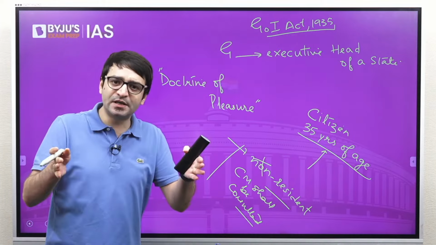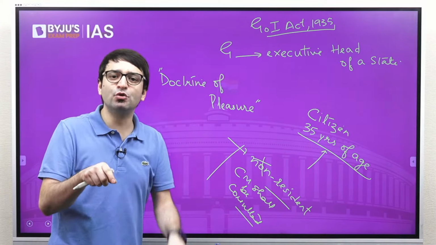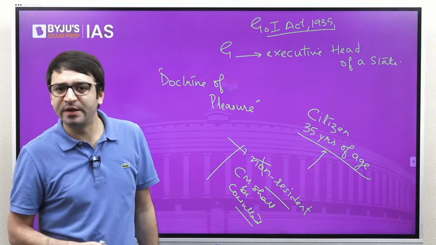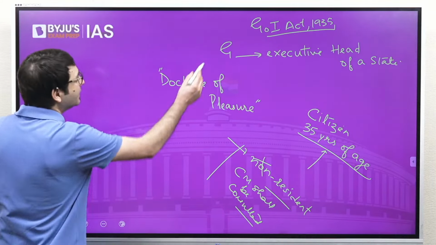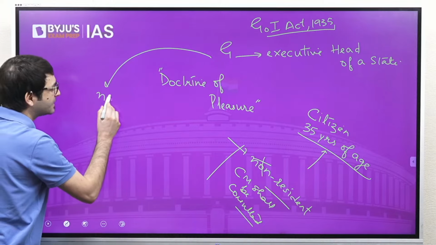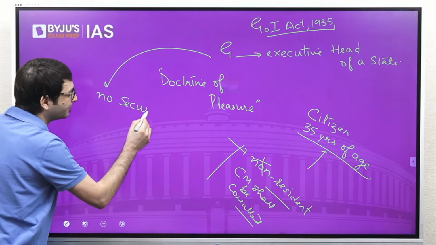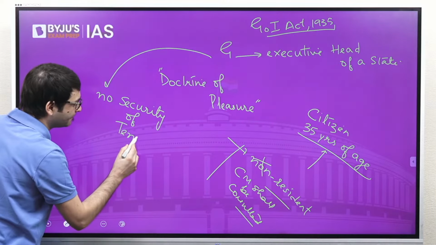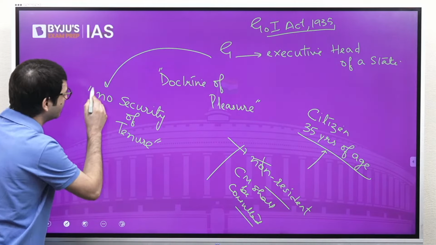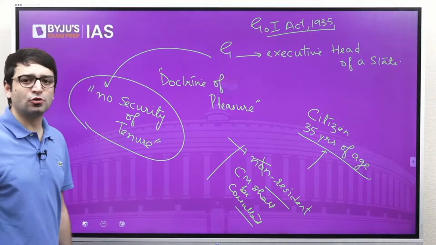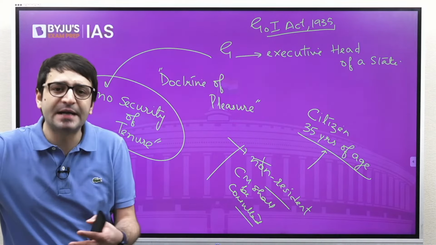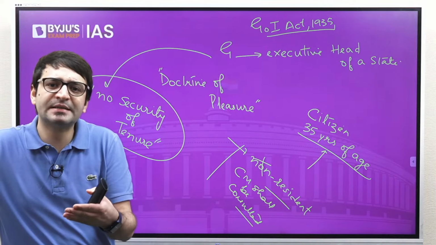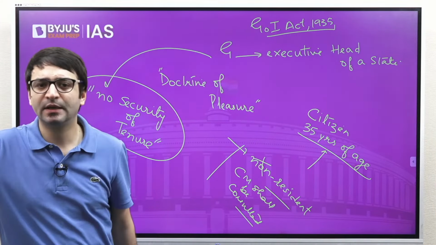Your term will be 5 years, but even before 5 years, you can be removed. This is where the doctrine of pleasure comes into the picture, which means the governor does not have security of tenure. There is no security of tenure. And in fact, there is no such provision as that of impeachment.